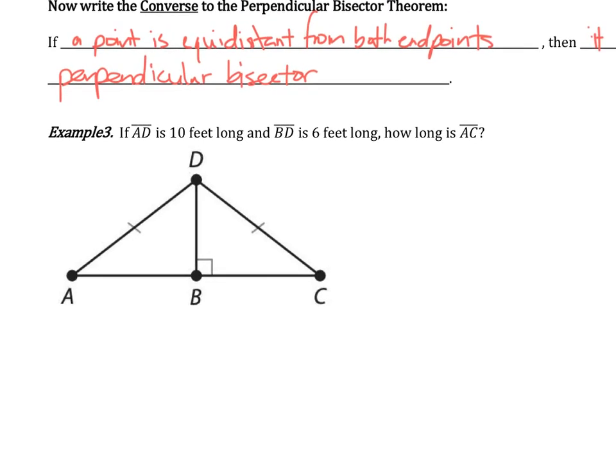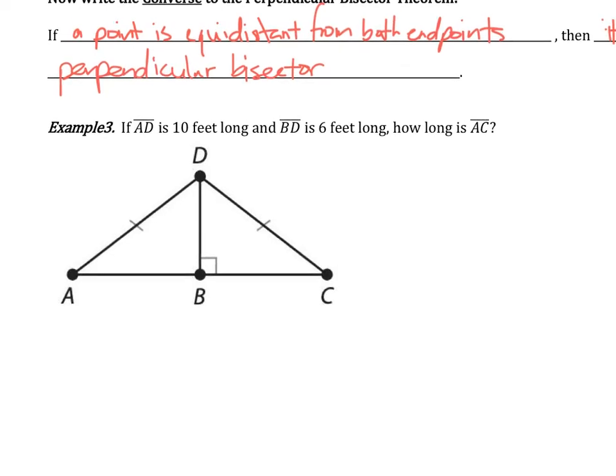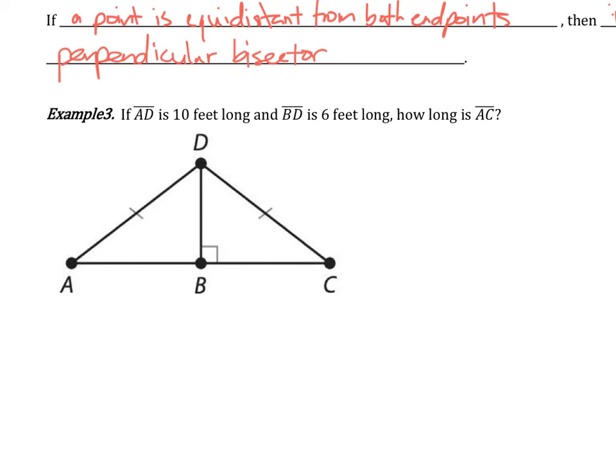So example 3 here, I actually want you to try this one first. I know this is the only example on this page, but pause it for a moment and see what you can come up with. Read the problem and see if you can solve it on your own. The problem says AD is 10 feet long, and BD is 6 feet long. How long is AC? I want to know how long this bottom line down here is.